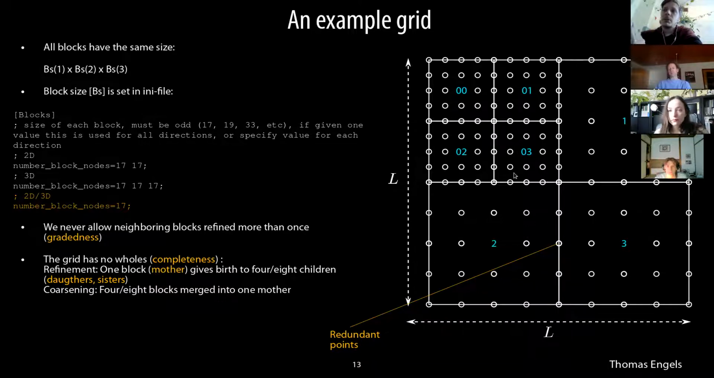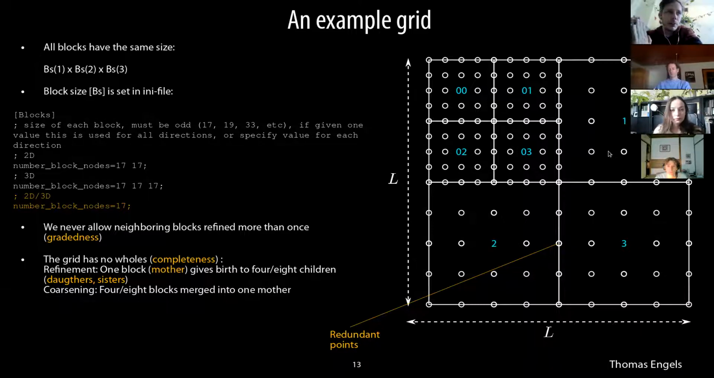Now, what would happen if for some reason we decide to refine block number 3, again creating 4 finer blocks? This would mean in the code that blocks 2, 3, and 1 would also refine. So this is a non-local effect. I decide to refine block number 3, and I get a lot of other blocks refined that I need for this gradedness condition.